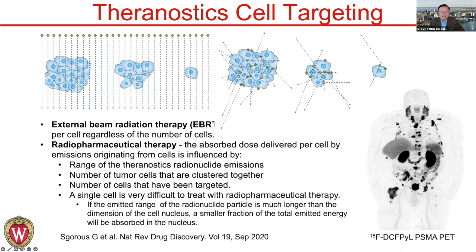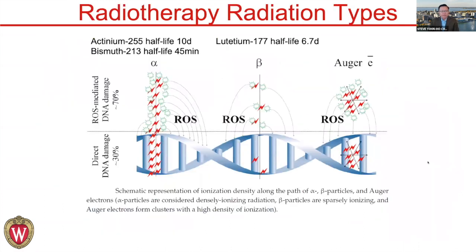And however, a single cell is very difficult. Oftentimes you're sort of cross-firing and missing the activity, but a cluster of cells you can hit. So basically a way to systematically or systemically distribute the radioactivity and then treat the tumor cells, especially in multifocal metastatic disease.